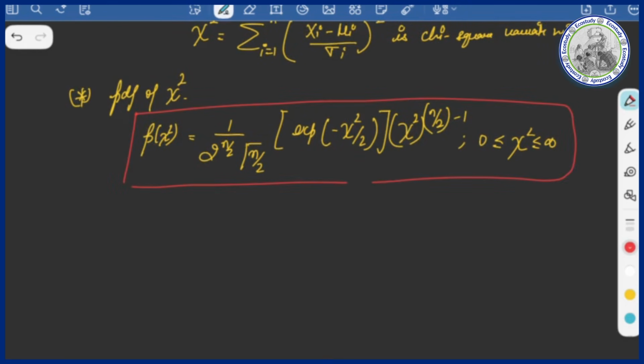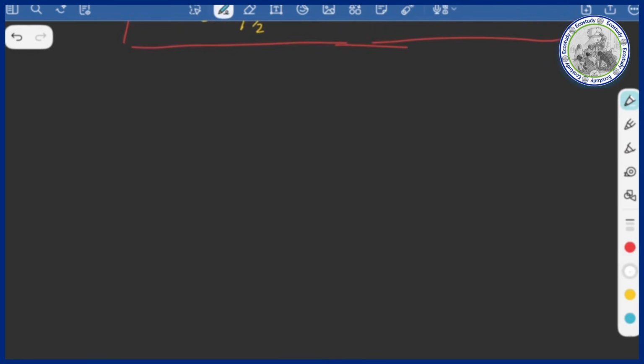Now see some important properties first. If X follows a chi-square with n degrees of freedom, then X divided by 2 follows a gamma with n by 2. So if X is a random variable and you divide by 2, it will follow the gamma n by 2.